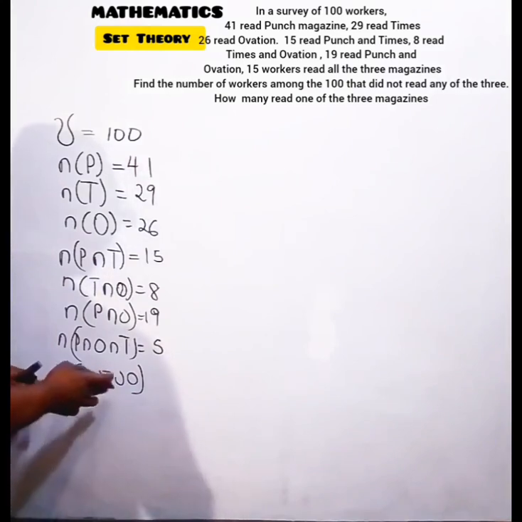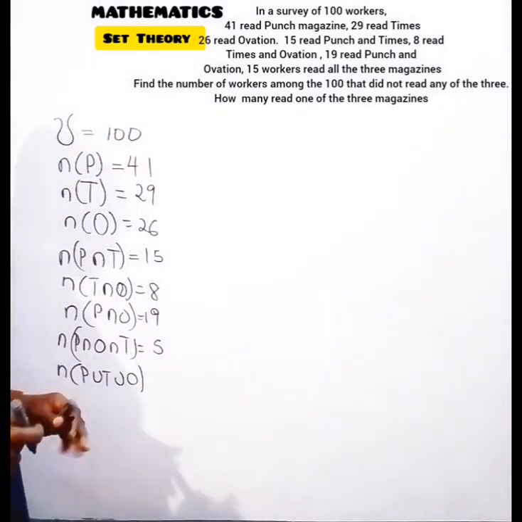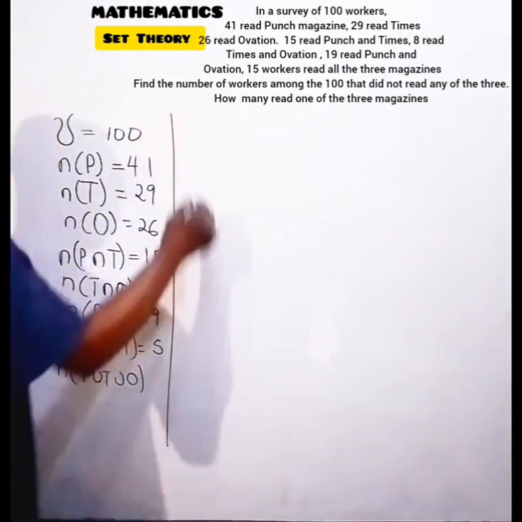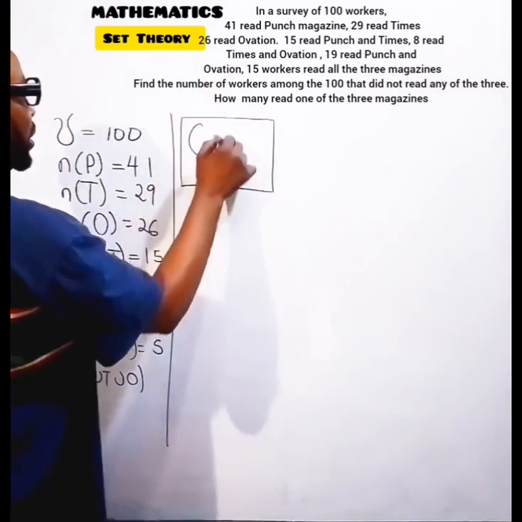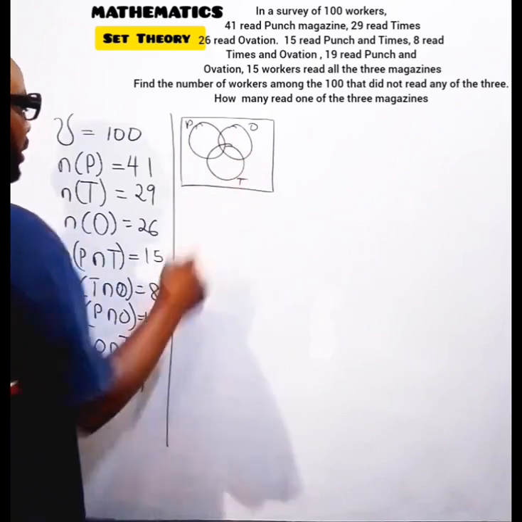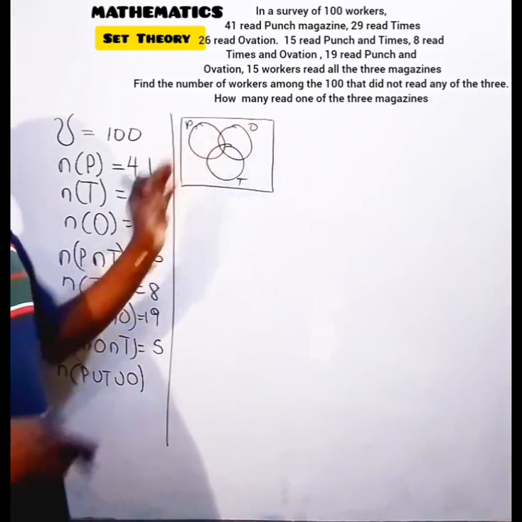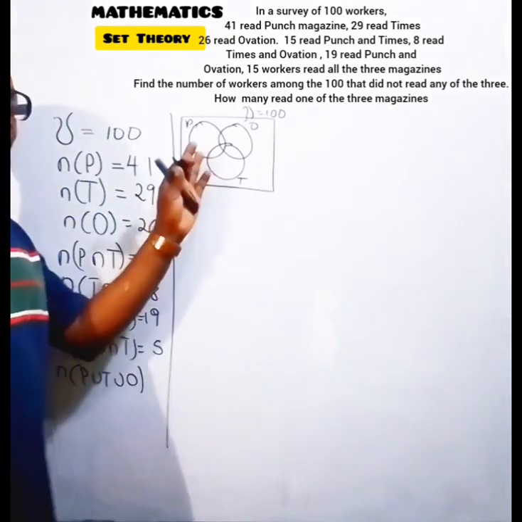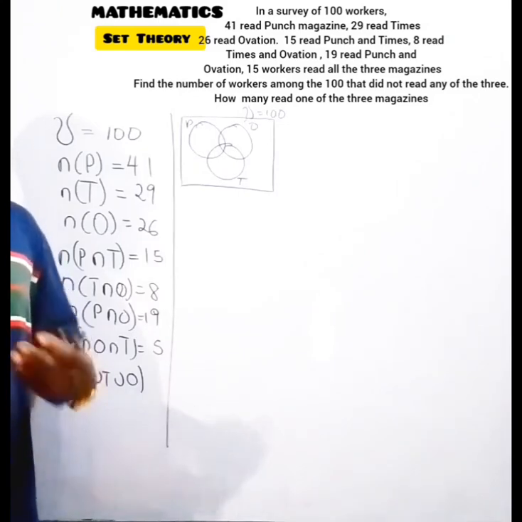Now, with this information that we have been given from this question, we can deduce that this can be transformed into this Venn diagram. This is Punch, this is Ovation, and this is Times. I represent these 3 sets in the diagram, and this is the universal set, which is 100. Now, I want to use this diagram to illustrate for you how you can get the particular question we are asked to find.